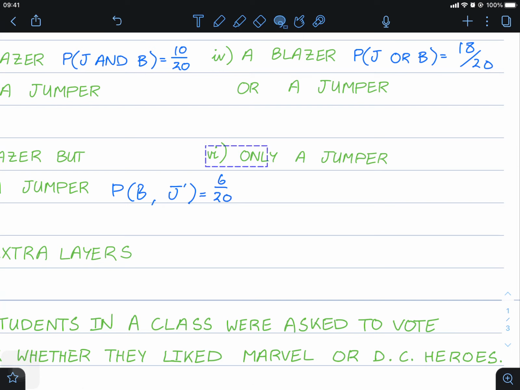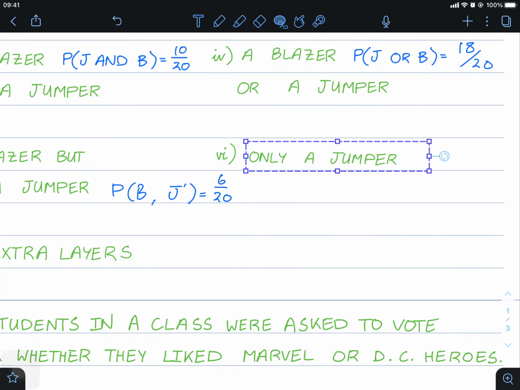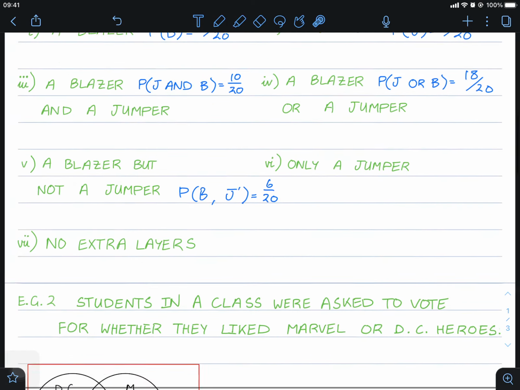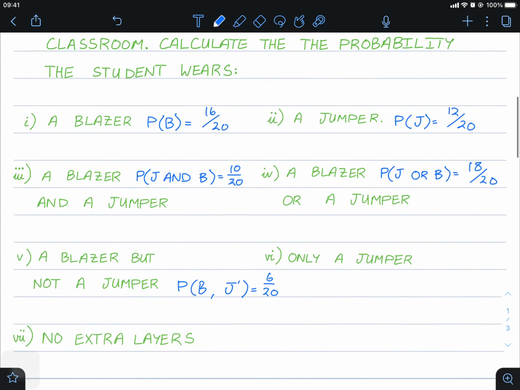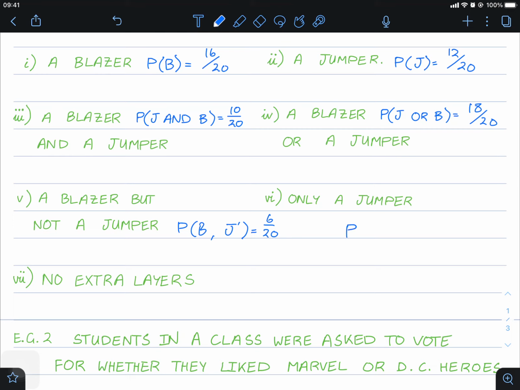Look at the wording on this one. The probability that the person wears only a jumper. So those that do wear jumpers are here. But these 10 people actually wear jumpers and blazers. But we're looking at people who wear jumpers but no blazers. So that's 2 out of 20. So it's the same as probability of jumper, comma, no blazers. That's 2 out of 20.